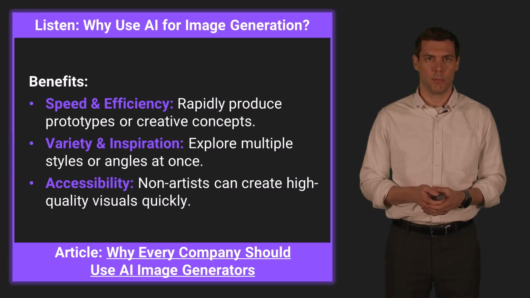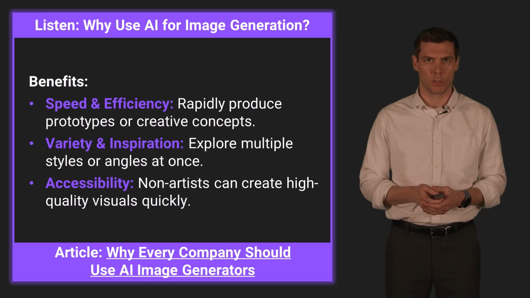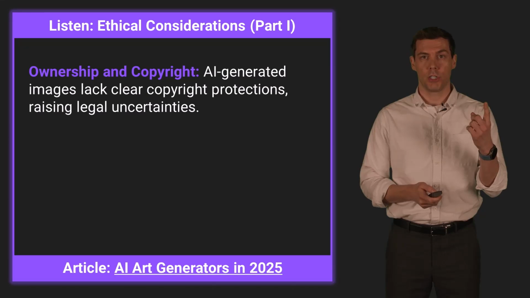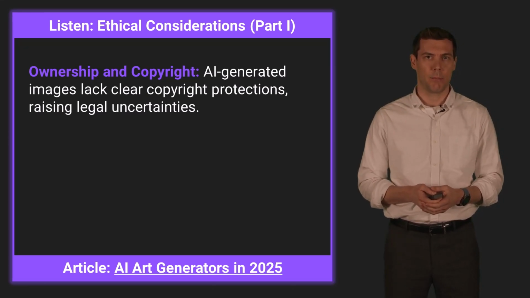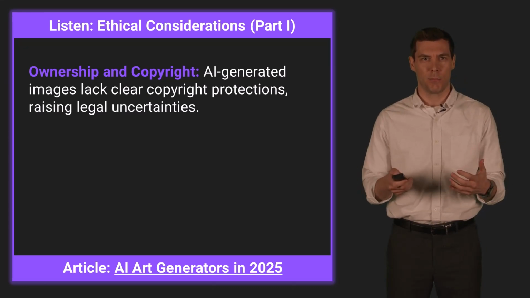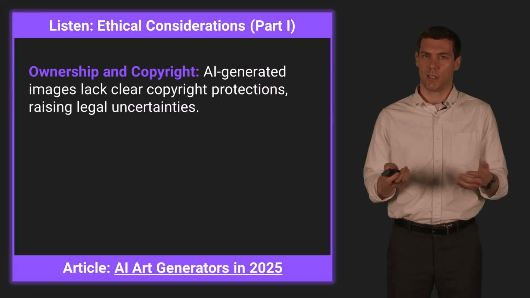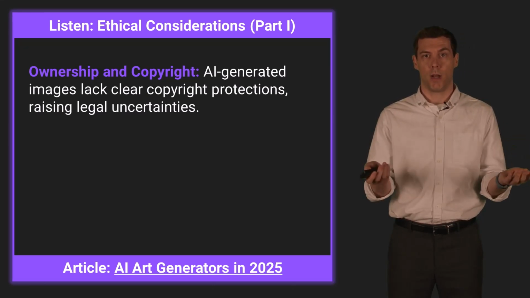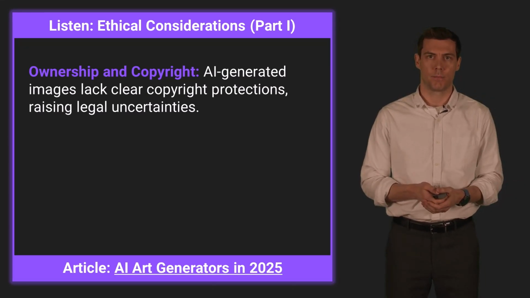While AI-generated images offer exciting possibilities, they also raise important ethical questions. Here are 6 major things to consider. Ownership and copyright. AI-generated images currently lack clear copyright protections, creating significant legal uncertainties. For example, if you use an AI tool to create artwork, who actually owns it? Is it the person who typed the prompt, the creators of the AI tool, or perhaps even the AI itself? As of now, the law remains unclear.